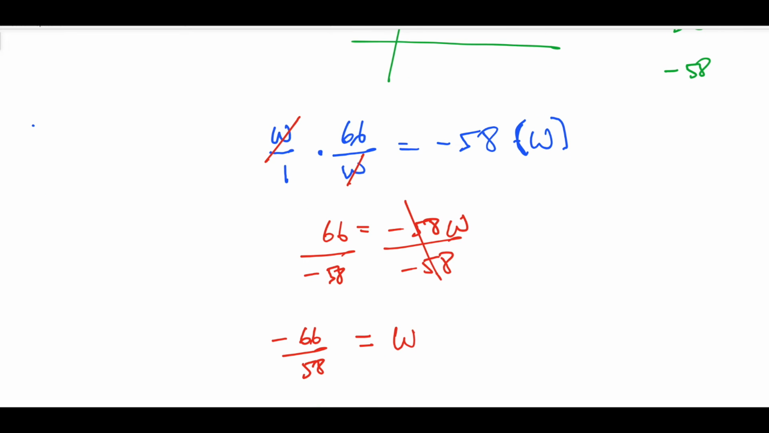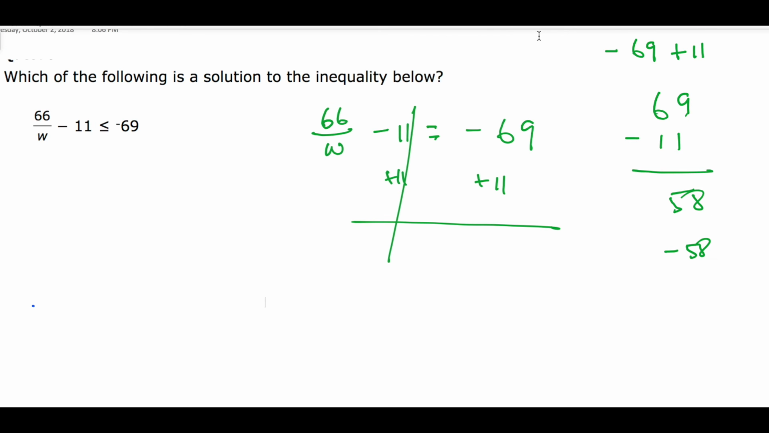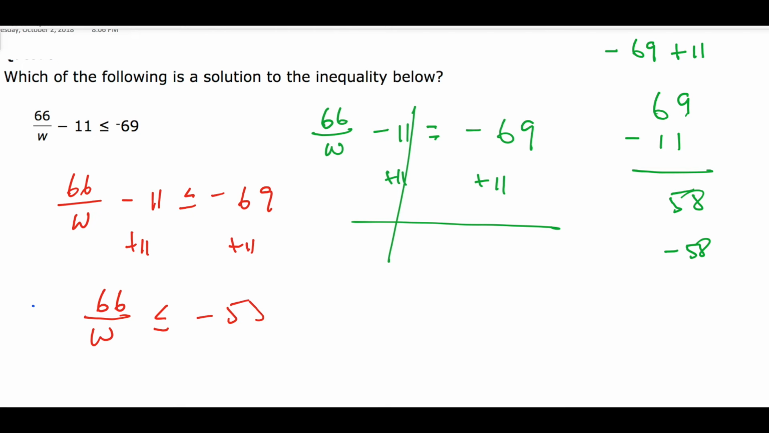All right, so now let's do this problem. We're going to multiply both sides. I'll do it over here. 66 over W minus 11 is less than or equal to negative 60. Was that our original problem? Oh yeah, 16. So then you're going to plus 11. So it's the same thing. But if you divide by a negative, you switch the sign. Exactly. So you're going to get 66 over W is less than or equal to negative 58.